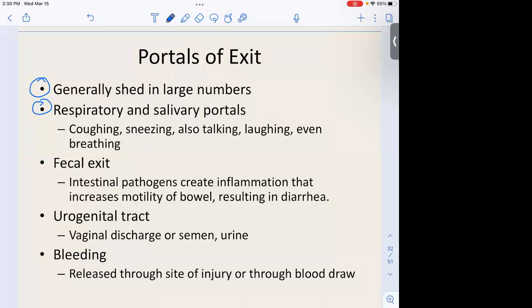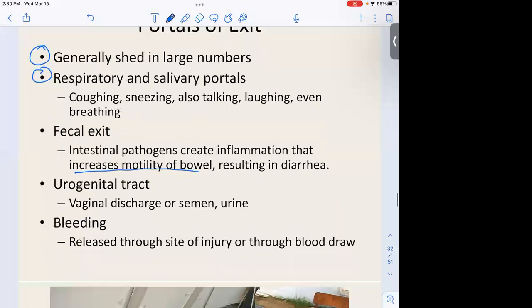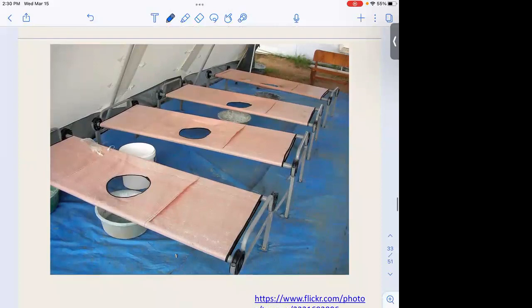Fecal exit. So any diarrheal disease will probably have a fecal exit. They have methods to increase the motility of the bowel. Here's a striking picture. Have you ever seen a cholera cot?